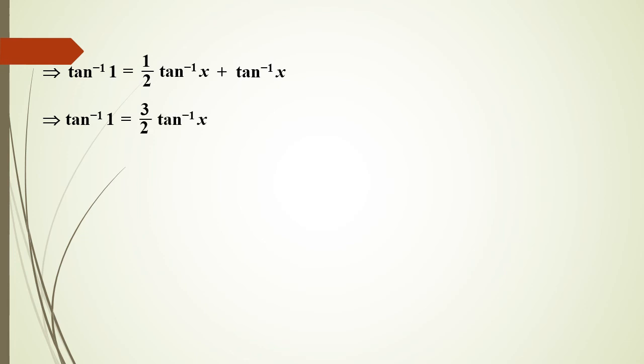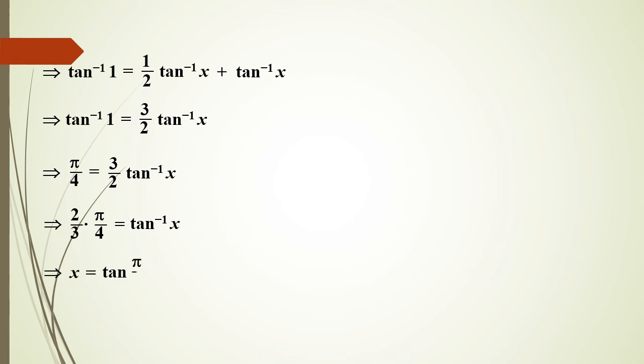Next, tan inverse 1 can be written as pi by 4. So pi by 4 equal to 3 by 2 into tan inverse x. Next, the 2 as well as the 3 you cross multiply with the left hand side term. So it can be written as 2 divided by 3 into pi by 4 equal to tan inverse x. 2 ones are 2, 2 fours are pi divided by 2, 3s are 6. So tan inverse x equal to pi divided by 6.